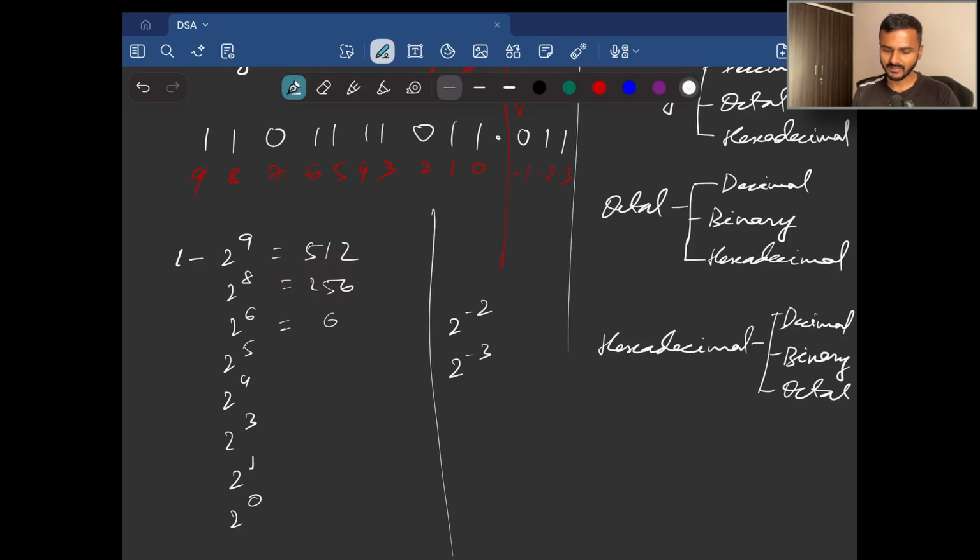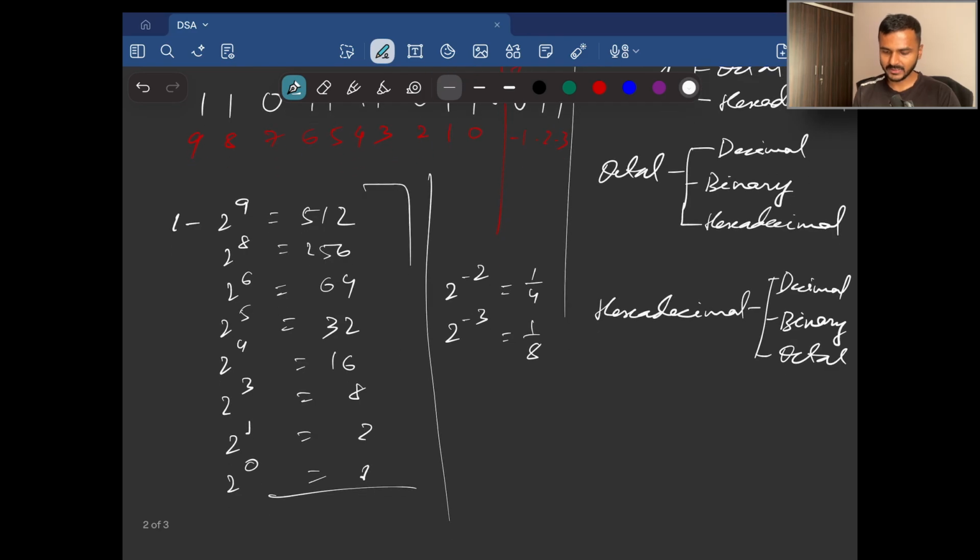Then 2 to the power 6 is 64. 2 to the power 5 is 32. This is 16. This is 8. This is 2. And this is 1. Then 2 to the power -2 is 1 by 4. And 2 to the power -3 is 1 by 8. Let's add this first. So we'll get 2, 6, 8, 12, 14, 20, 28, 30, 31. 3 carried over, 3, 4, 9, 15, 18, 19. 1 carried over and 8.